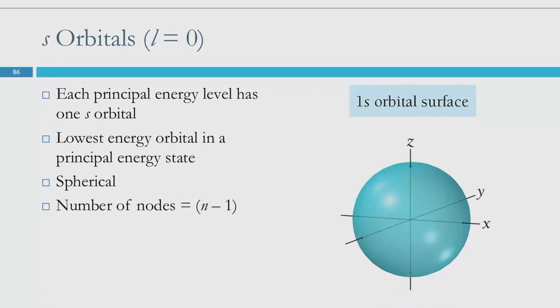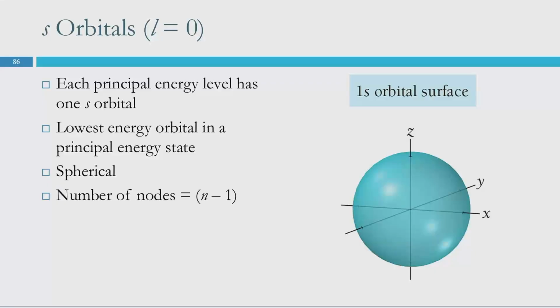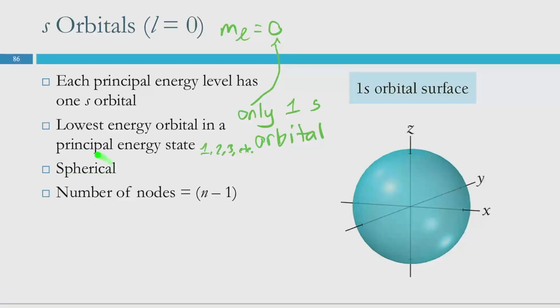Okay, so our s orbitals, and we'll stop after this. Each principal energy level has one s orbital, since m sub l is always going to be equal to 0. It's our lowest energy orbital in a principal energy state. So for any n number, 1, 2, 3, etc., we're just going to have one. It's always going to be our lowest energy orbital. S for spherical, which works out nicely.